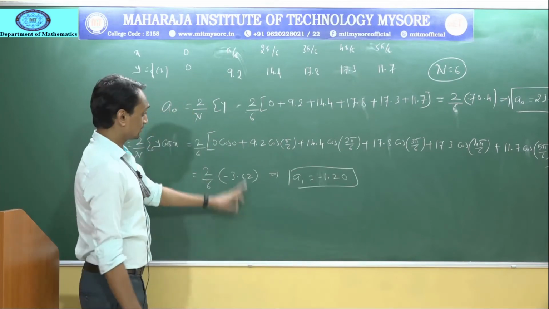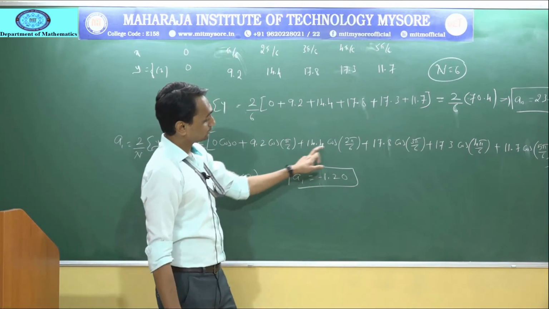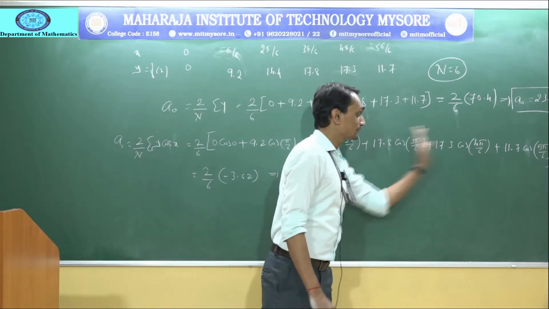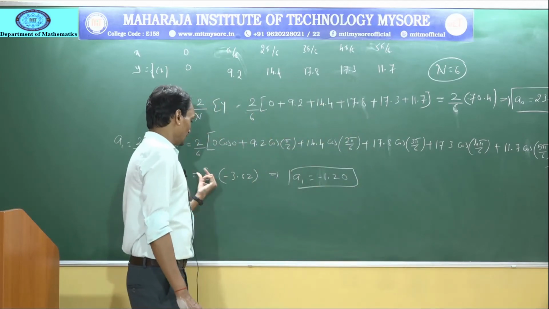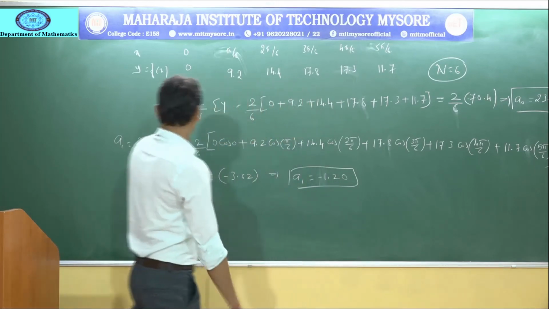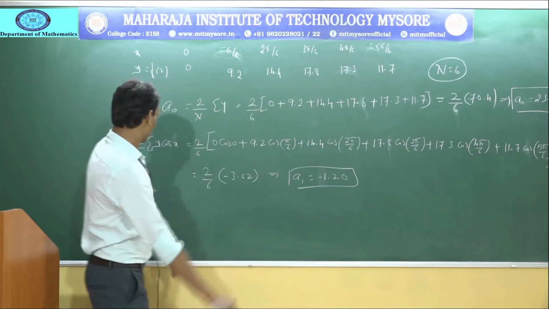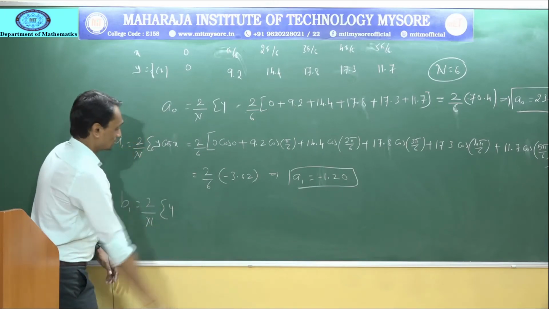Now if I add all the values, that is 0 into cos 0 plus 9.2 into cos pi by 6 plus 14.4 into cos 2 pi by 6. Similarly, if I calculate all the remaining values, you will get minus 3.62 into 2 divided by 6, so a1 equals minus 1.20.